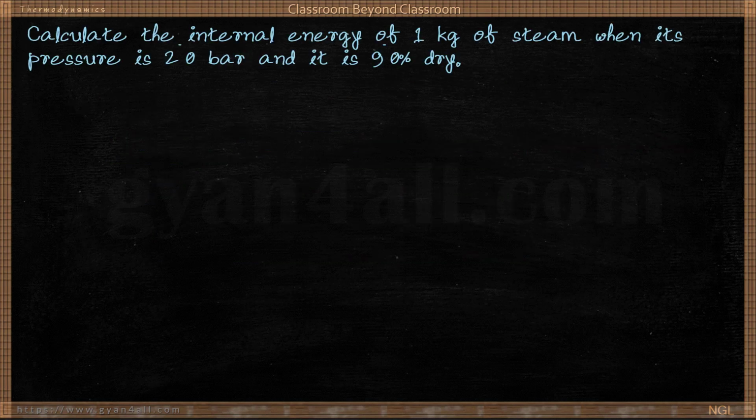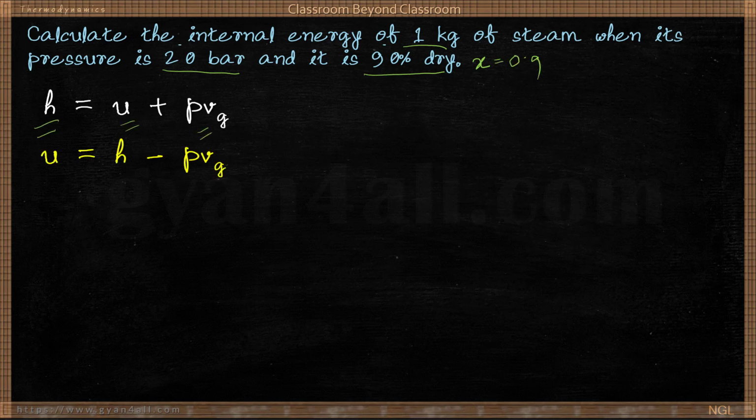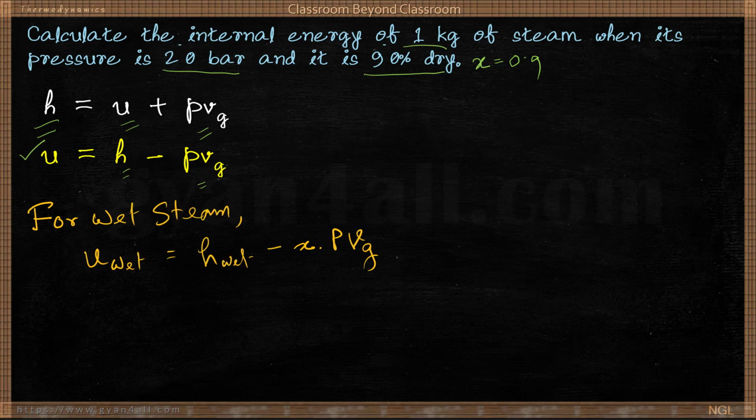We will solve a problem on wet steam. We have to calculate the internal energy of 1 kg of steam when its pressure is 20 bar and it is 90% dry. That means dryness fraction X is equal to 0.9. So we can rewrite the formula: the general formula for internal energy is equal to enthalpy minus work done. In our case, we will use this formula for wet steam. And for wet steam, internal energy of wet steam is equal to the enthalpy of wet steam minus the work done by the wet steam.